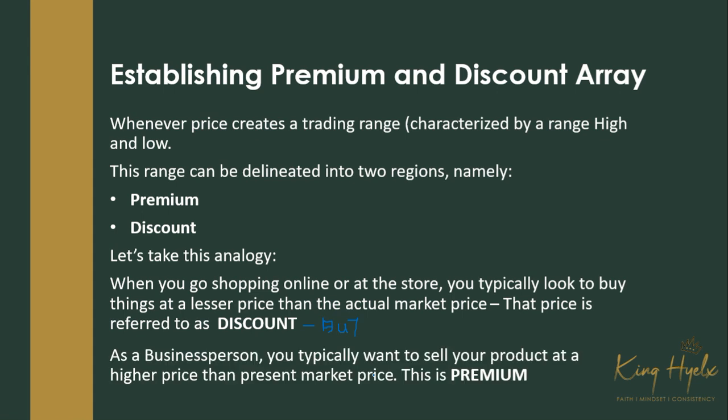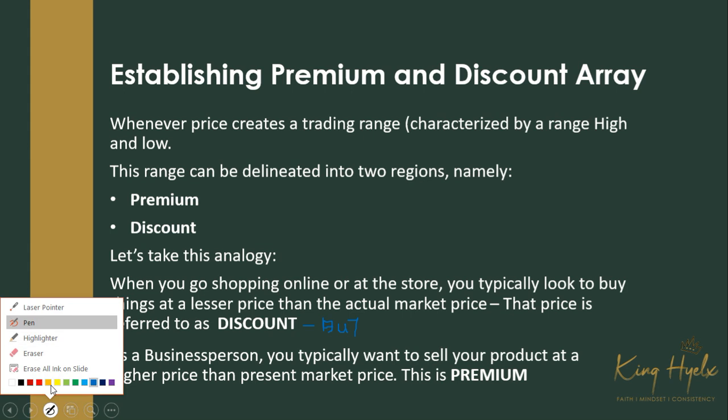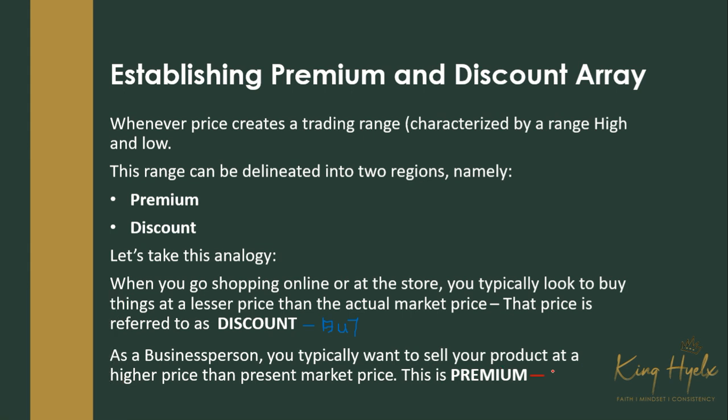Let's go further. As a business person, you typically want to sell your products at a higher price than the present market price. This is premium. So let's say you have a house that you put on the market to sell, and you bought the house at 200,000. A few years later you want to sell this house. Of course, in between the time you bought the house and when you want to sell, you expect that you're going to sell the house at a higher price. So the price at which you're going to sell, since it's higher than the actual price, is called a premium price, which means premium price is for what? Selling. So premium price is to sell.